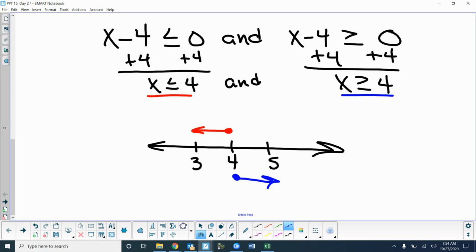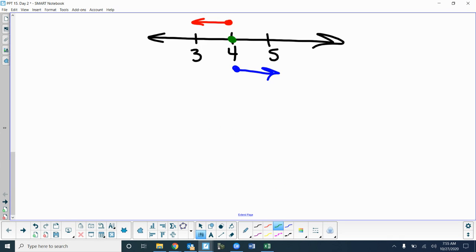Just at the 4. Okay, so the answer would just be a dot at 4, because that's where the two graphs overlap. Some of you had a dot at 4 and had an arrow going both directions, like everything would be included in that. The only thing that works is the number 4.